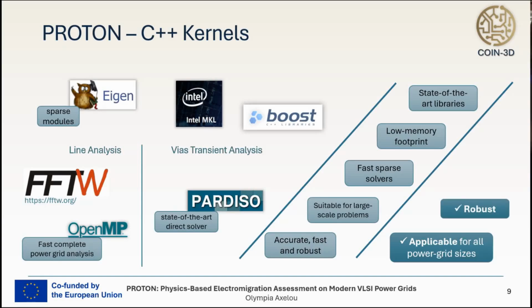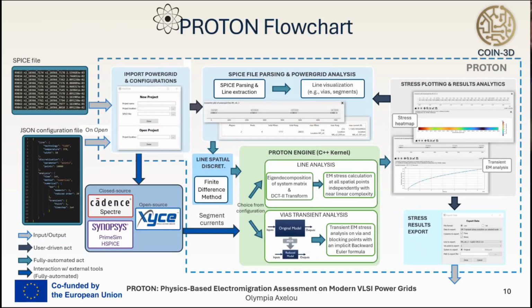Now, having discussed the underlying internal components that form the core of Proton, we will now shift our focus to a broader perspective in order to analyze the proposed tool in a more complete manner, let's say. So, to do that, this is the flowchart of Proton. First, we have the parsing stage, where Proton receives the power grid design in SPICE format. Then, once the power grid design has been received, Proton communicates with an external circuit simulator in order to obtain the currents flowing through its lines.